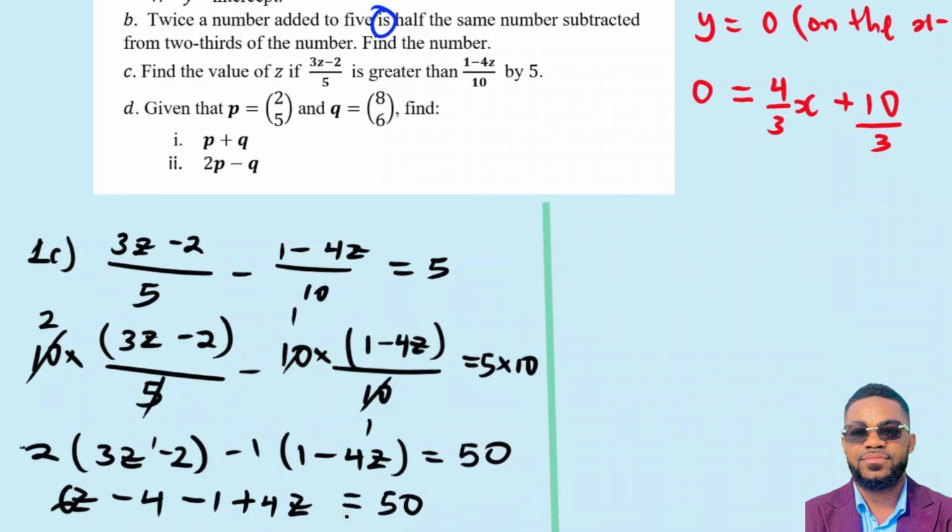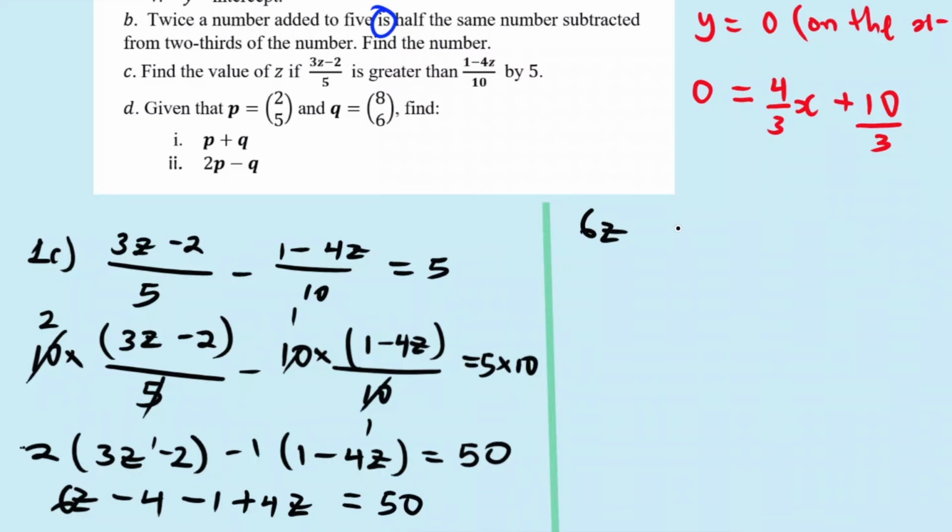So this is what we have. We can simplify, then we find the value of z. So on the left hand side, we can simplify. So let me continue from this side. We have 6z, I'm grouping like terms, plus 4z. Now, minus 4 minus 1 equal to 50. I hope you are not confused. So 6z and this one, they are like terms and they have been grouped. This is minus 4 and that, they have also been grouped here.